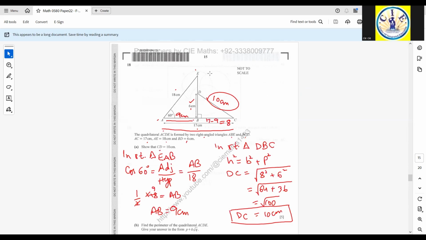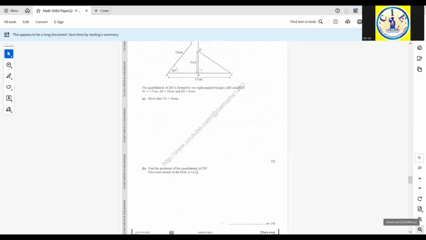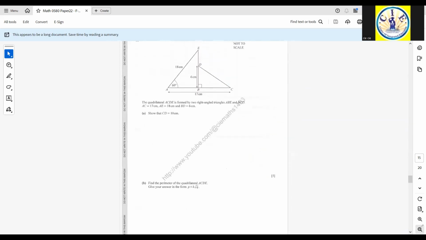Okay, then it is find the perimeter of the quadrilateral ACDE. Give your answer in the form P plus K square root of Q. Perimeter. For perimeter, I need to have this side, this side, this side, then this side, and adding them up will give me the answer of the perimeter.